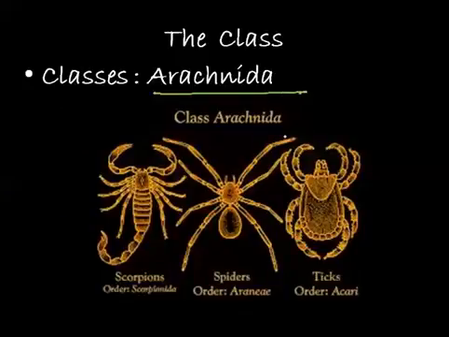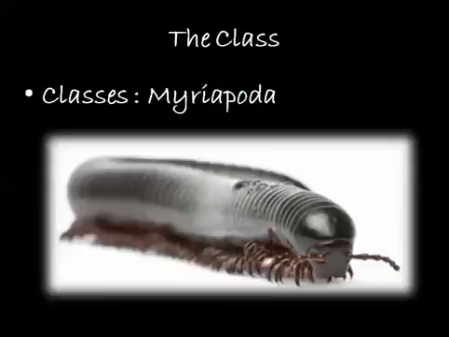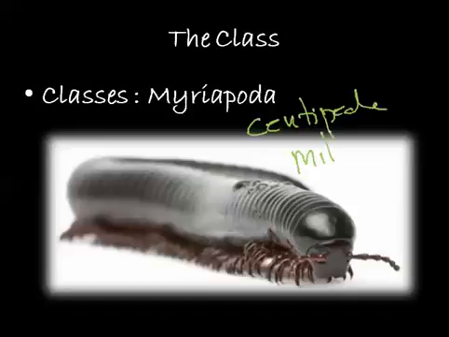The other class is Arachnida. Arachnida is a class where we have animals like scorpions, spiders, and ticks. These are the examples of the Arachnida class. The other class is Myriapoda. In this category, examples are the centipede and the millipede. Centipede and millipede are examples of the class Myriapoda.